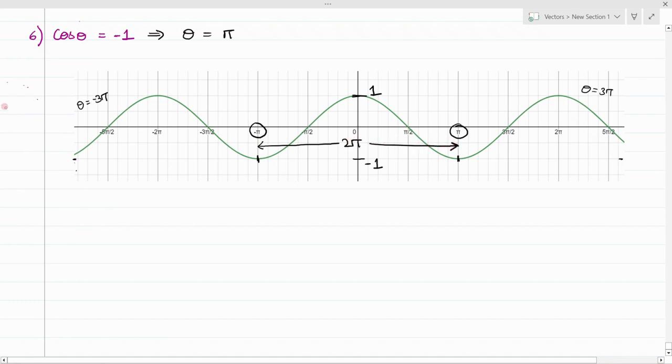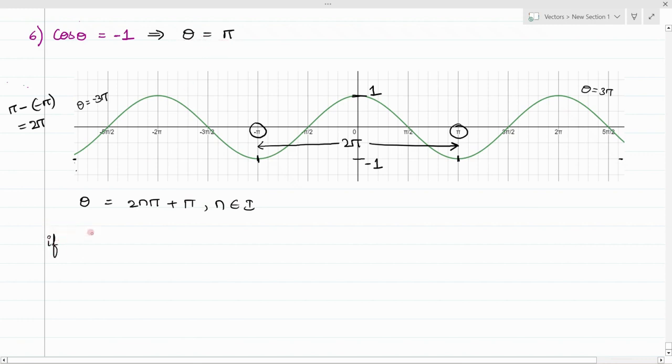How? Pi minus of minus pi, which is nothing but 2 pi. So we can write theta as 2n pi plus pi, where n belongs to integers. Why pi? Because we know the basic solution for theta is pi.